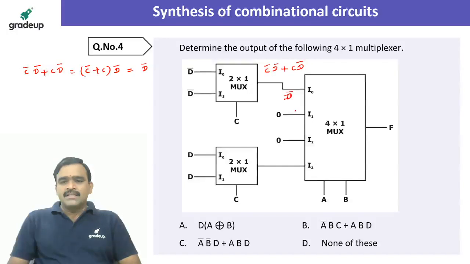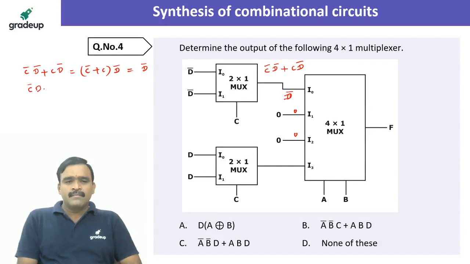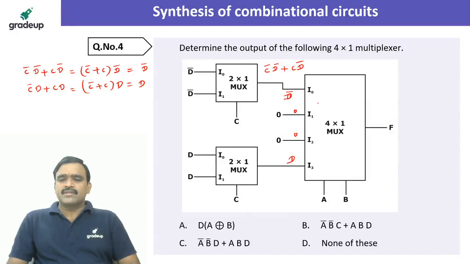Here it is 0, here it is 0. And what is the input here? When the C value is 0, it is D. So that is C bar D plus CD. Here we can take D as common. So C bar plus C, times D, is common. So 1 dot D is D. So the input we are getting is D. So for this multiplexer, the first input is D bar, the last input is D, and the remaining two inputs are zeros.